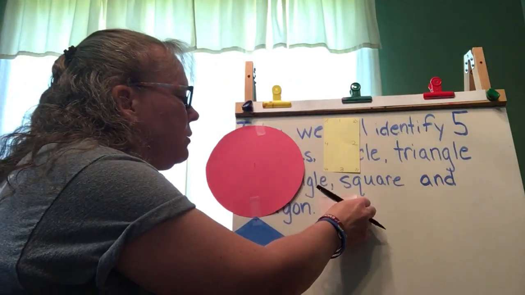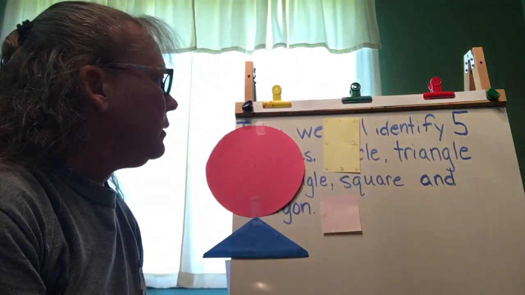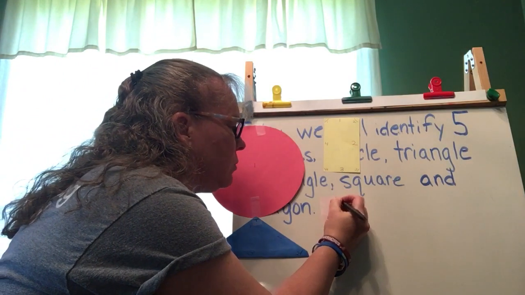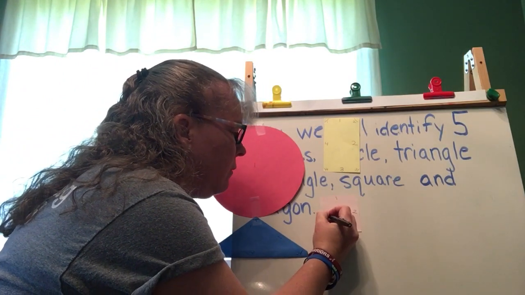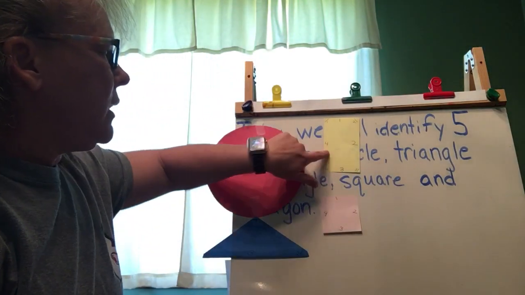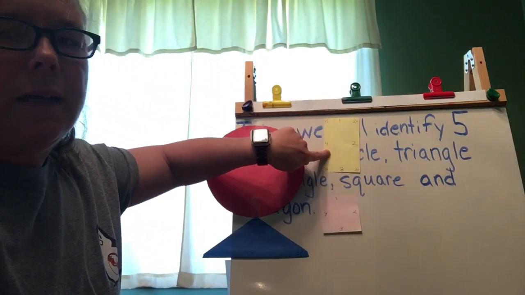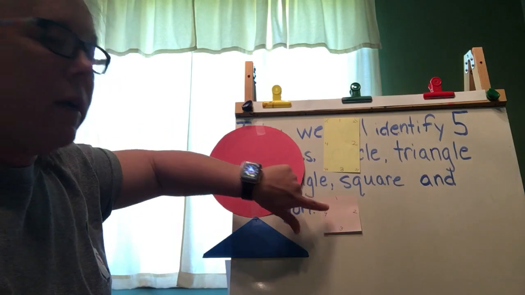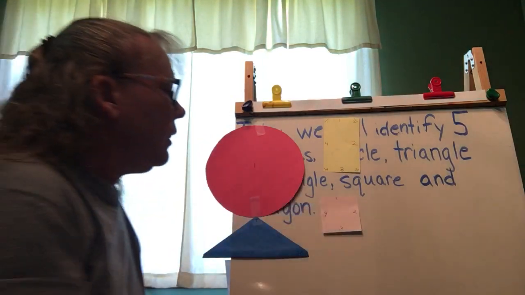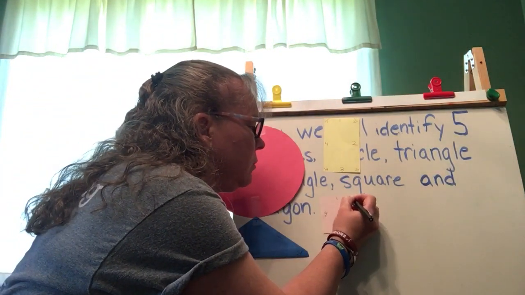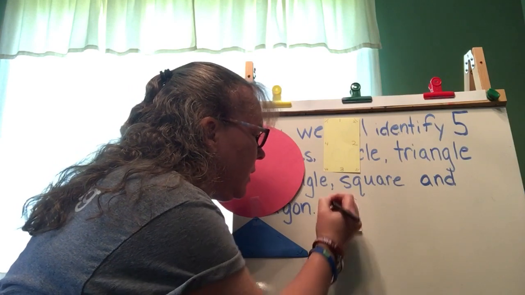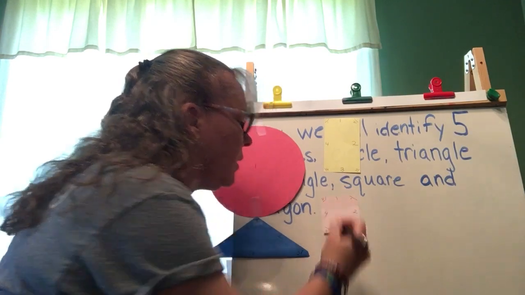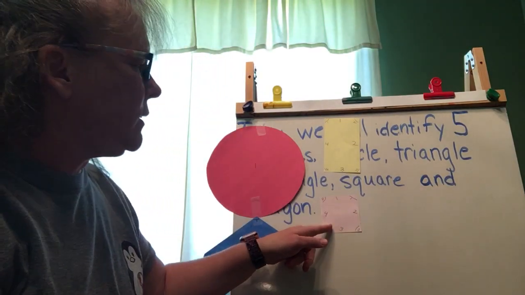Ms. Thompson's going to put it right here. And let's look at this square. It has 1, 2, 3, 4. Well, I thought we said that rectangles have 4 sides. Well, squares do too. Let's look at the vertices. 1, 2, 3, 4. And they have 4 vertices.